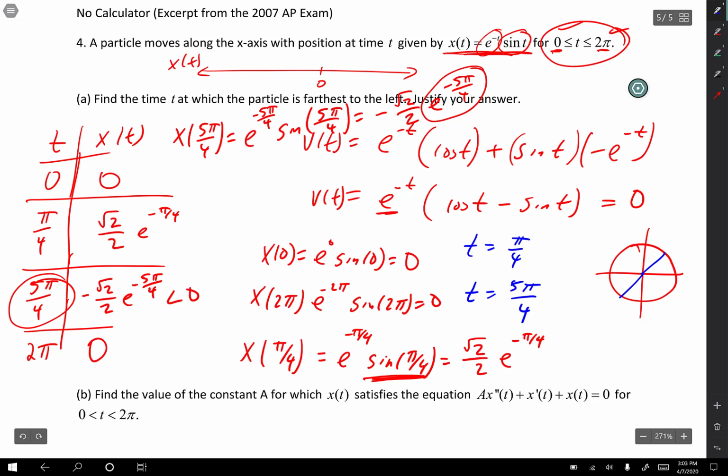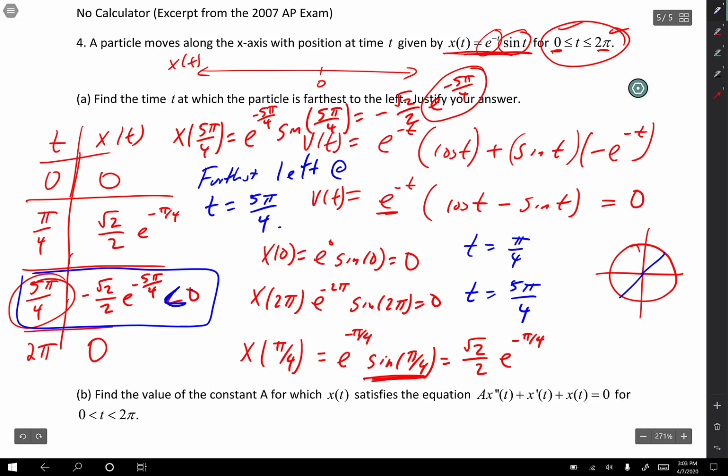So I'm going to write a statement. Where can I fit it? I'm going to fit it right here in this blank space. Furthest left at t equals 5 pi over 4. You might be able to make a justification. Oh, this is my justification here.